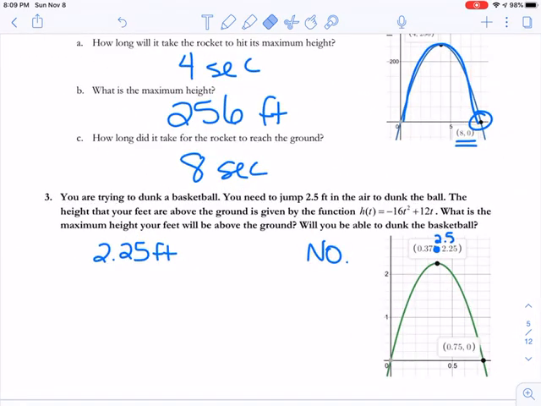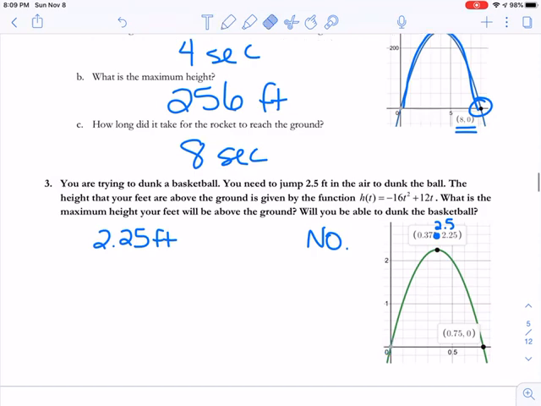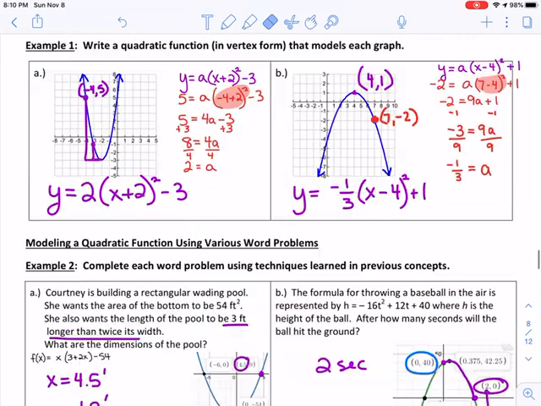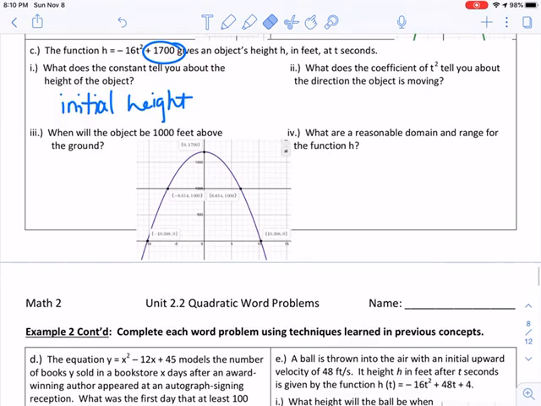You're trying to dunk a basketball, your feet initially are at height 0 on the ground, which makes sense. Okay, so back to where we were. The constant tells you the initial height, and remember this is in standard form, but the constant will do that.